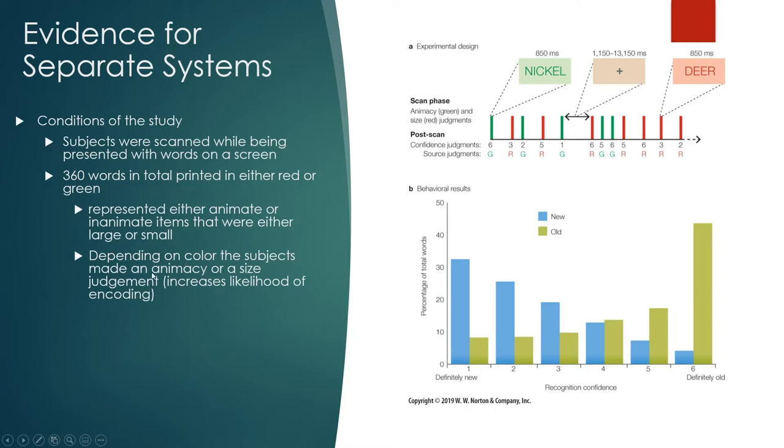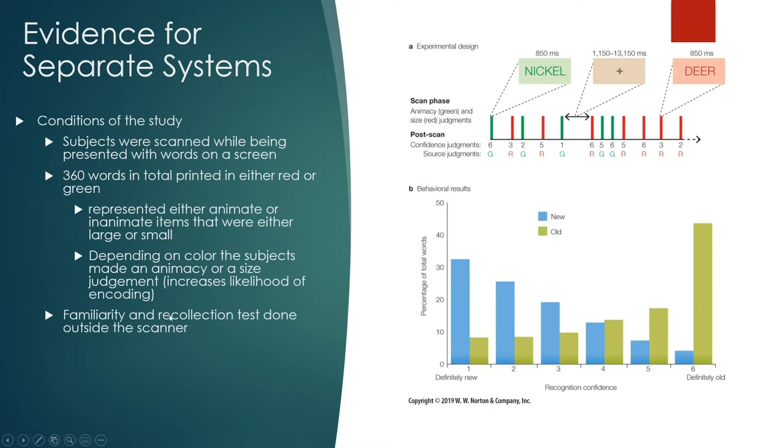Depending on what color the word was, they had the subjects doing something different in the scanner. If it was green, they were asked if it was animate or inanimate. If it was red, they were asked if it was big or small. These types of manipulations are mainly used to make sure that they're engaged in the task and actually encoding the information. It allows them to engage with the information a little bit. The researchers didn't necessarily care whether it was living or whether it was big or small. And we'll see that in a second.